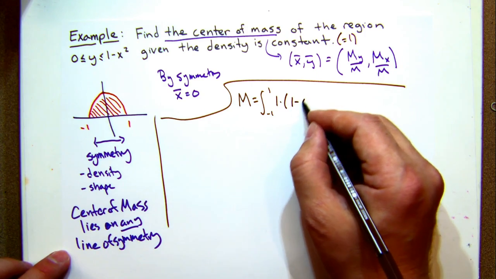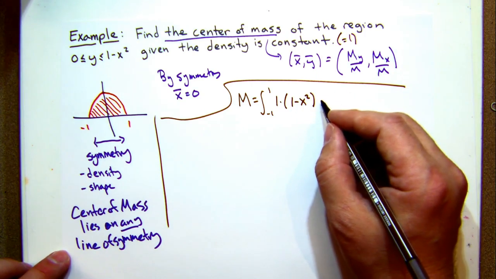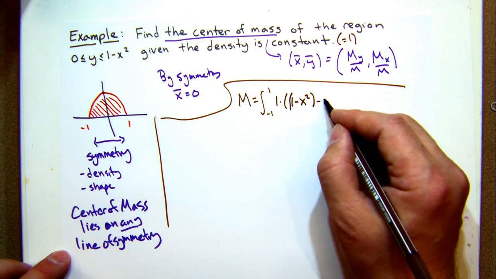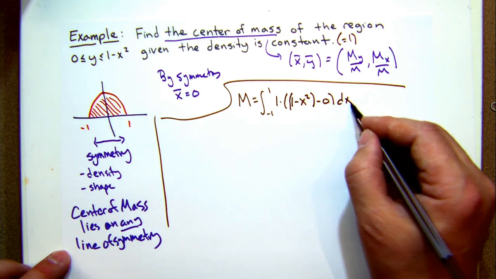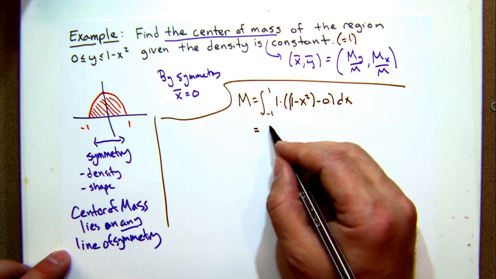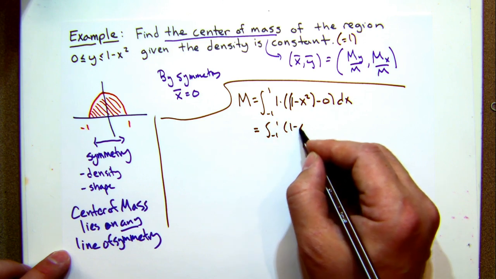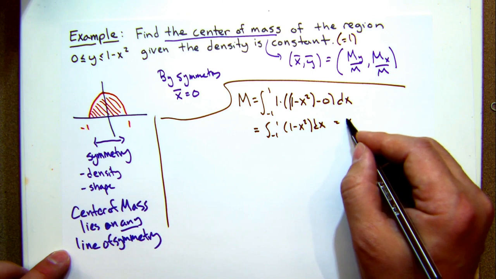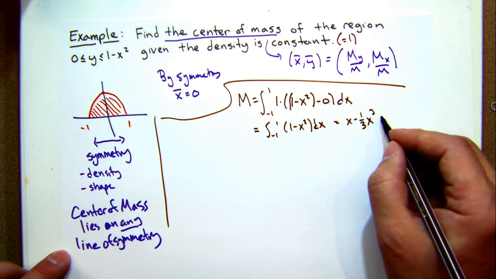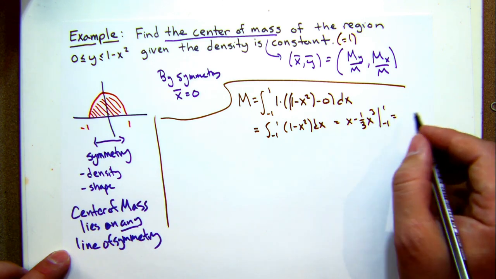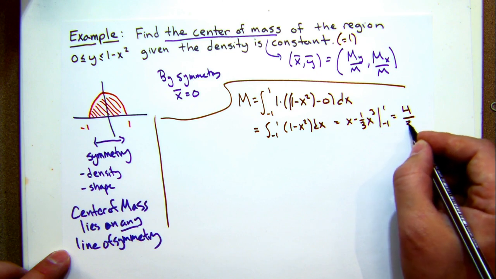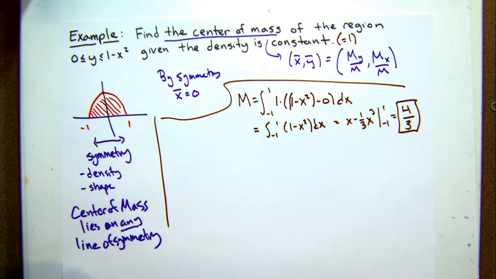And now what goes next? Well, it's the top minus the bottom, which is 1 minus x squared, or rather 1 minus x squared minus 0. So the top function is 1 minus x squared, the bottom function is 0, dx. This is not bad. So really this is the integral from negative 1 to 1 of 1 minus x squared dx, which is x minus 1/3 x cubed from negative 1 to 1. If you work this out, you'll get 2/3 minus negative 2/3, giving you a total of 4/3. Okay, so that's mass.